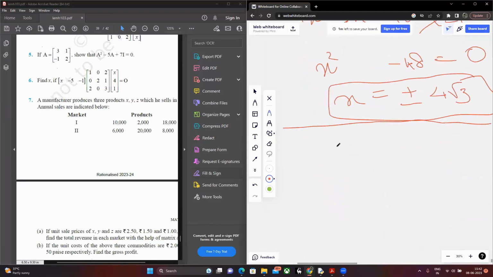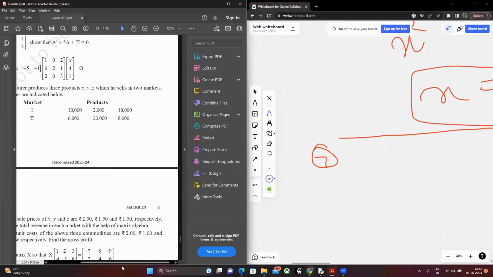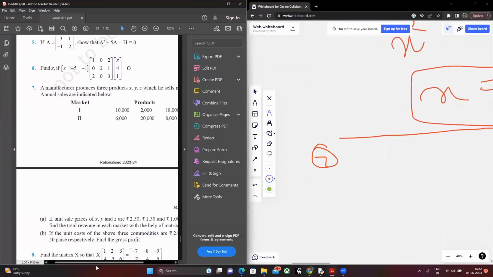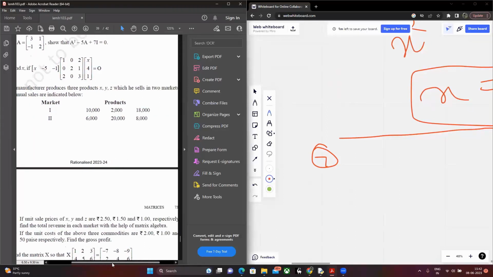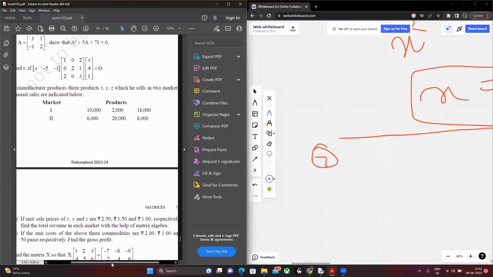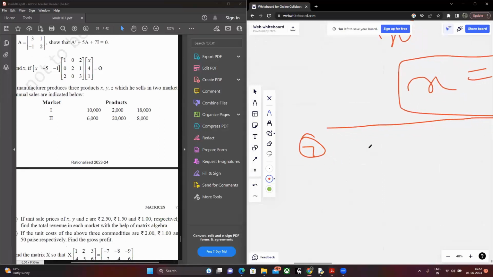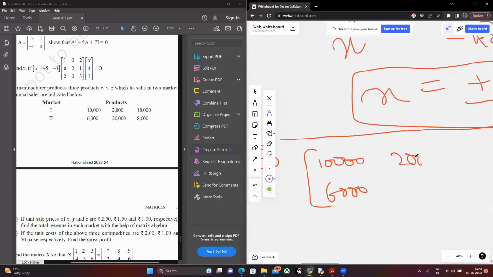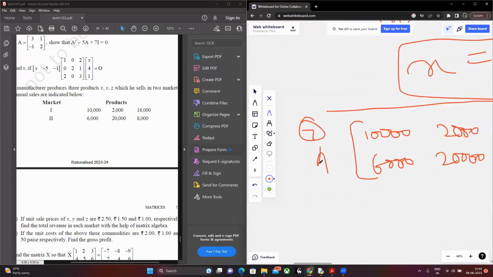That finishes question number 6. A manufacturer produces 3 products x, y, z, which is sent to markets, and the sales are indicated below. Right? So these are going to be the sales of each product in each different market. Alright. In matrix form, there is going to be a 2 cross 3 matrix, which is 10,000, then you have 6,000, so you have 2,000. Let this be the matrix A, the annual sales.